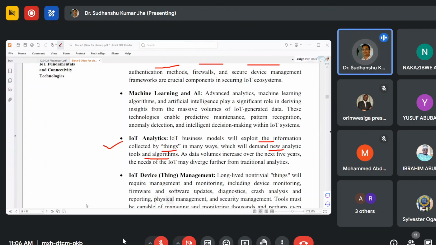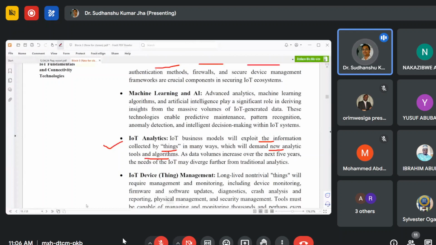IoT device management. Long-life, non-trivial things will require management and monitoring, including device damage and software damage. Obviously, IoT device management is another important factor for IoT devices.